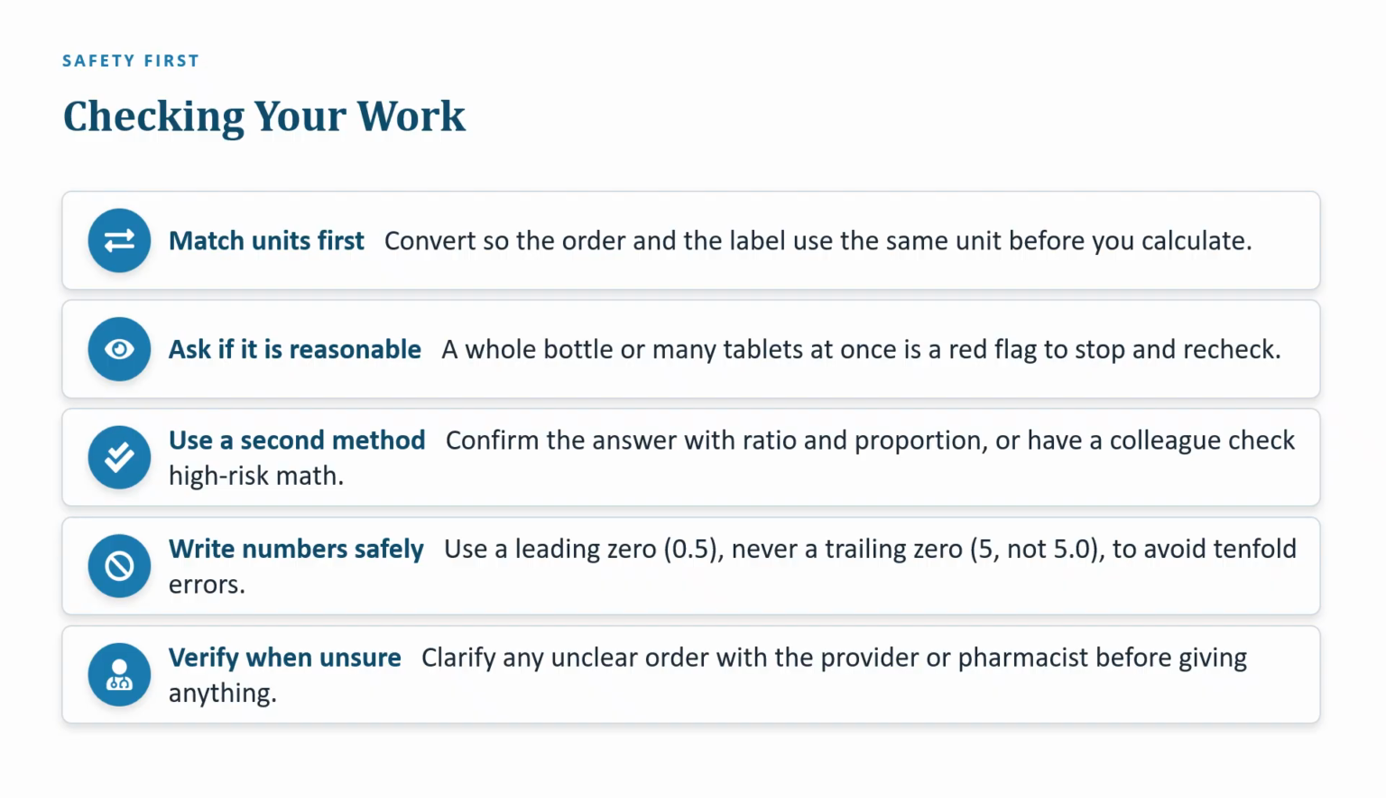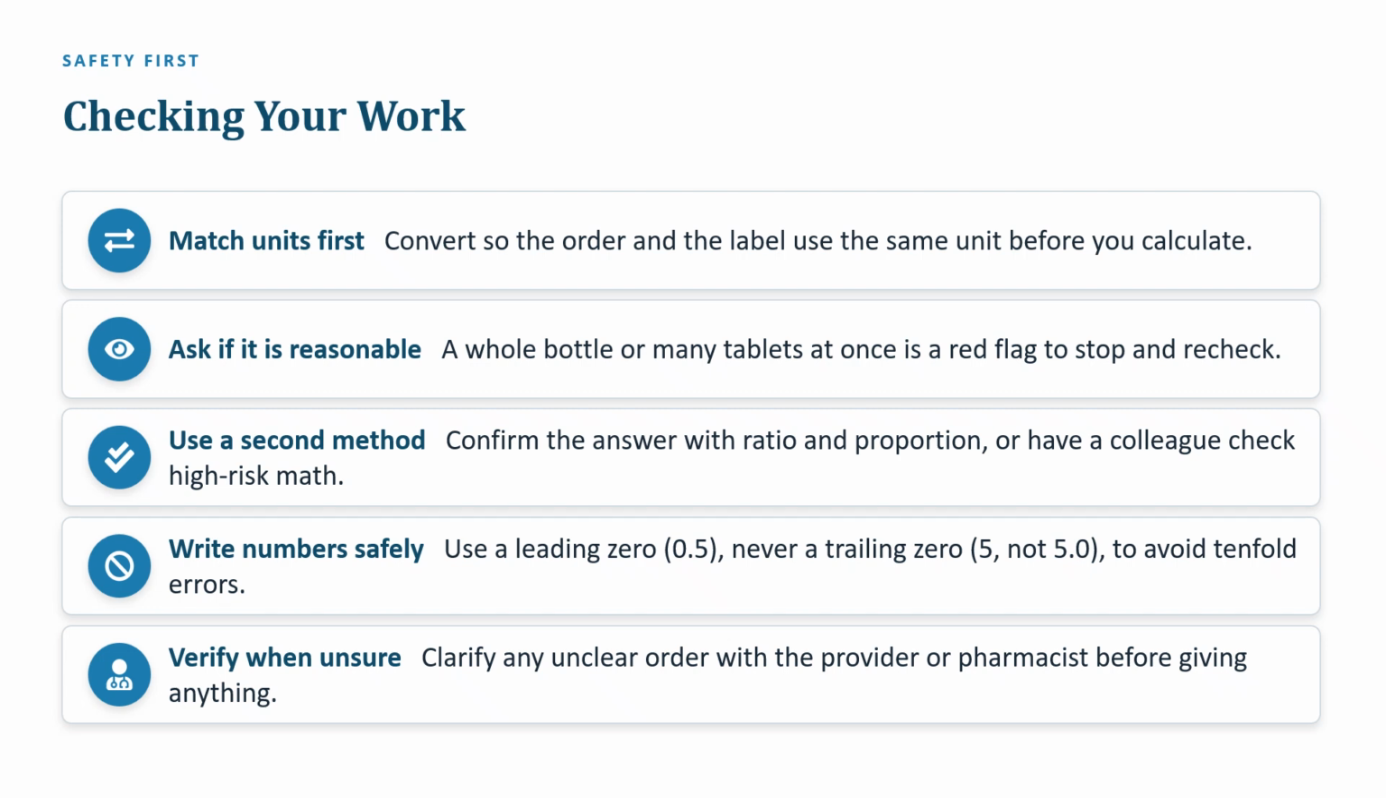Third, use a second method. For anything high stakes or unfamiliar, confirm your answer using ratio and proportion, or ask a colleague to check the math independently, which is standard practice for high-risk medications. Fourth, write your numbers safely. Always use a leading zero, so 0.5, and never a trailing zero, so 5 rather than 5.0. These decimal habits, drawn from medication safety guidance, prevent the tenfold errors that cause some of the most serious harm.